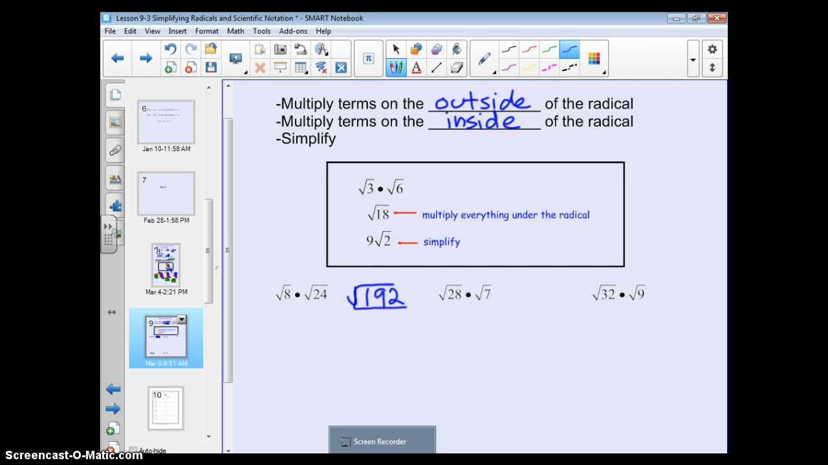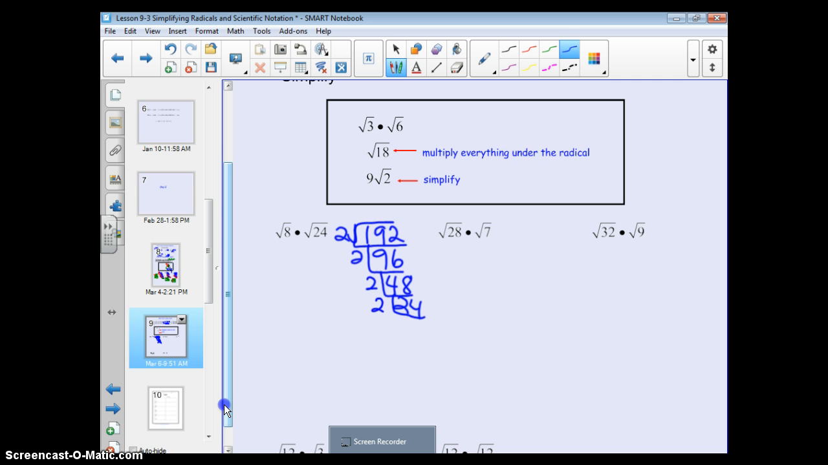So let's see, if I do 192 divided by 2, we get 96. 96 divided by 2 is 48. 48 divided by 2 is 24. 24 divided by 2 is, actually let's divide that by 3. 24 divided by 3 is 8. 8 divided by 2 is 4. And 4 divided by 2 is 2.